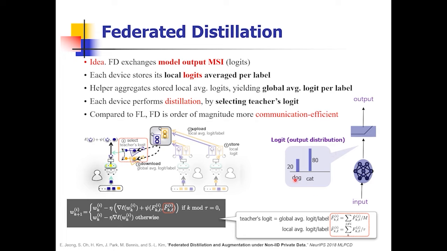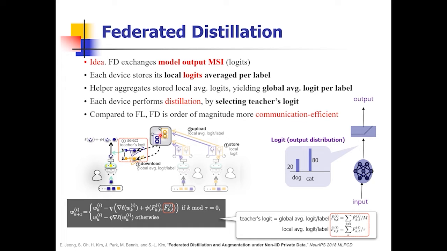So this is exactly the information that we want to transmit in the uplink, as opposed to transmitting the entire model parameter, which would be, of course, very heavy in terms of payload, right? So this is the first intuition. Every device will store the local logit and then transmit the local average logit per label to the server.